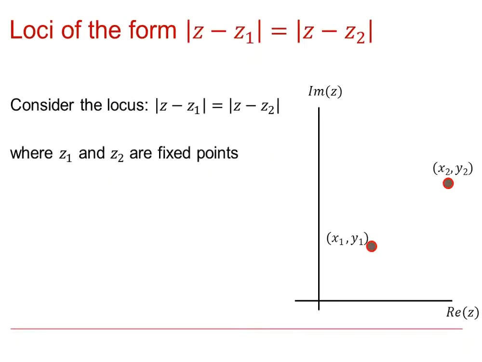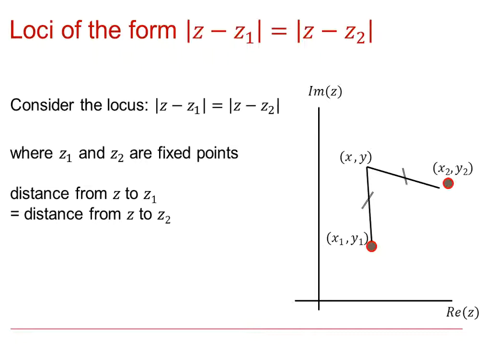Now let us consider loci of the form modulus of z minus z1 equals modulus of z minus z2. Here both z1 and z2 are fixed points. And what the equation is saying is that the distance of the variable point z, which we want to find, from z1 is the same as the distance of that variable point to z2. What that distance is can vary.